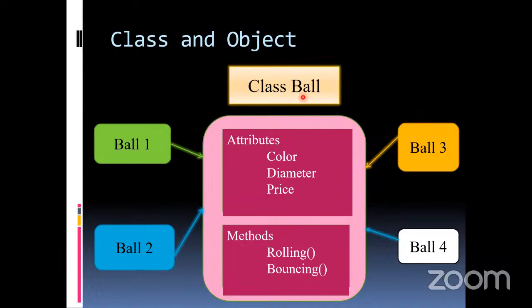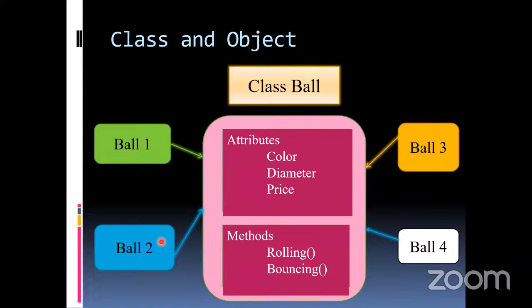Altogether, everything is written under a class. These attributes and methods are written under this class ball. To access each and every one, we need some objects. So simply, what does class mean? Class is a blueprint or a design of how a ball will be. That is the design, right? So it is a class definition.